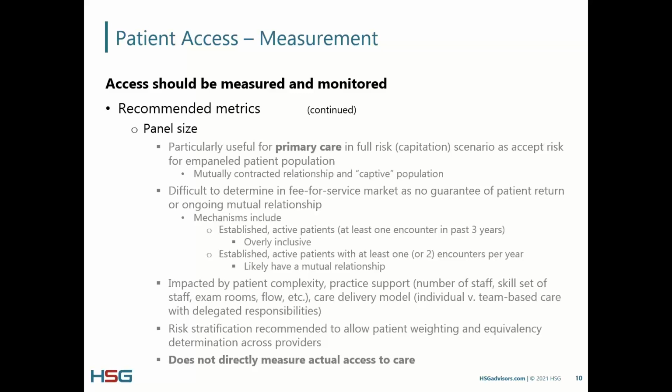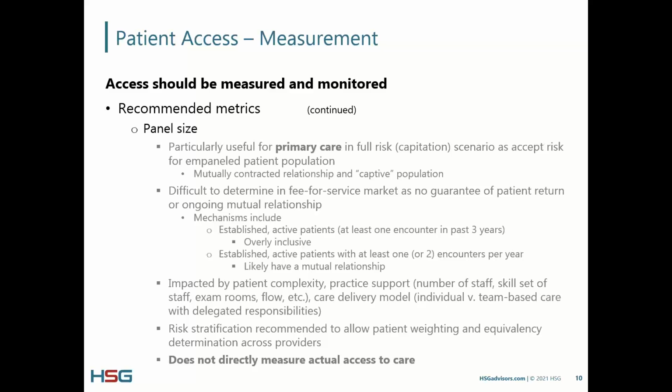A little bit more restricted is looking at established active patients with at least 1 or even 2 encounters per year, because those individuals are likely to have a mutual relationship. Panel size can be impacted by patient complexity, practice support, and care delivery model. And so in looking at really accurate determinations of panel size, determining risk stratifications is highly recommended. That way you allow patient weighting and some equivalency determinations across providers.